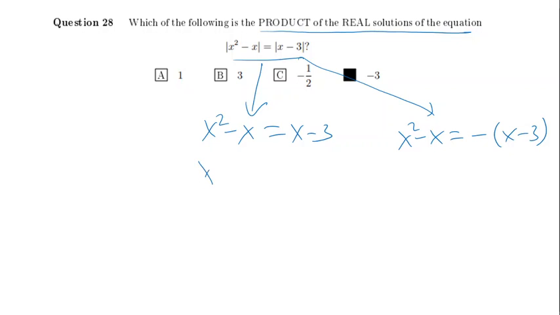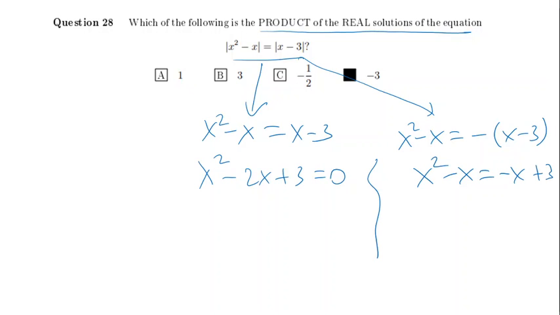And then when you solve this one, you get negative 2x plus 3 equal to 0. And you can try to solve it. Okay, we will try. This will be x squared minus x plus x plus 3. These will cancel out. You will get x squared equal to 3. You will end up with x equal to plus or minus the square root of 3.